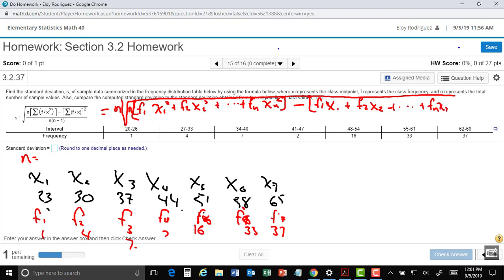Yes? And now it says, add them all up and square this whole summation. You see it? That's what it's telling you to do. Not squaring each term. You're squaring the summation of the whole answer. Got it? And now you will divide that by n times n minus 1. Okay?